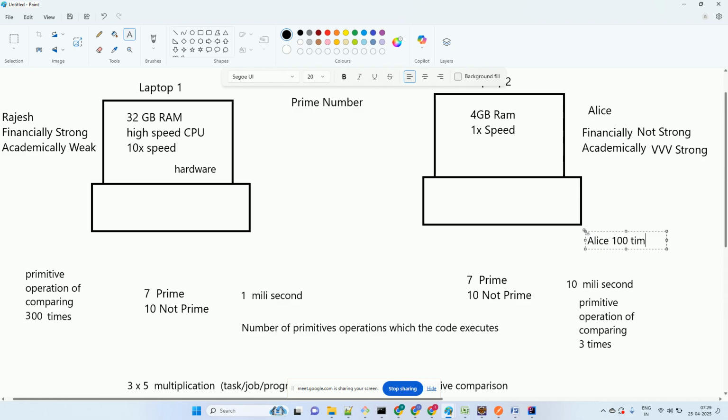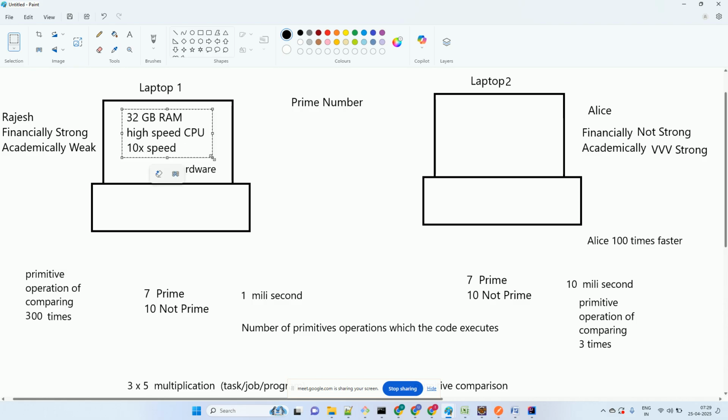How many times? 100 times faster. If she would get the equal hardware, if we would get equal opportunity, and even if Alice could buy such hardware, but this is not practically possible, that every person is using the same hardware. So we eliminate the hardware from the equation to judge the speed of the algorithm.